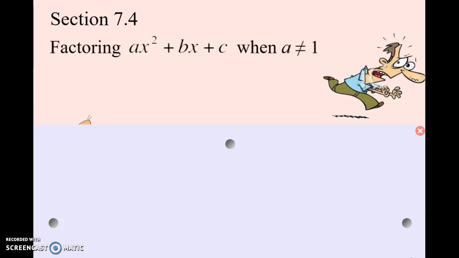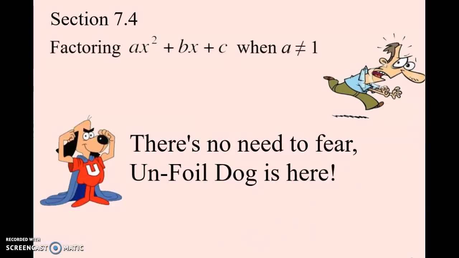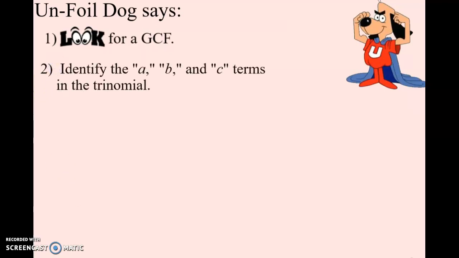Today's lesson is 7.4, and it's factoring a trinomial when a is not equal to 1. Have no fear, Unfoil Dog is here to give you all the steps that you need. You may want to take notes. So the first thing that we have to do is look for a greatest common factor. So we'll look at a trinomial and see if there's anything in common for any of the terms. Next, we'll identify the a, the b, and the c terms in the trinomial while they're in standard form.